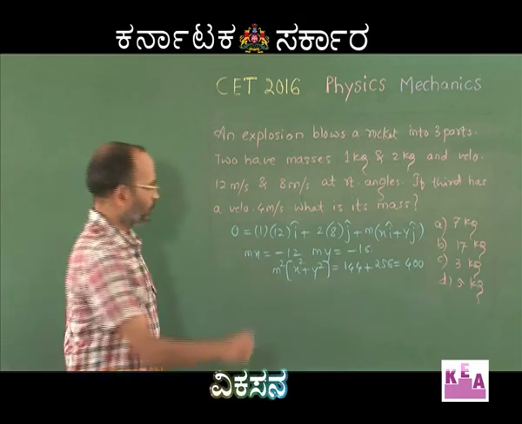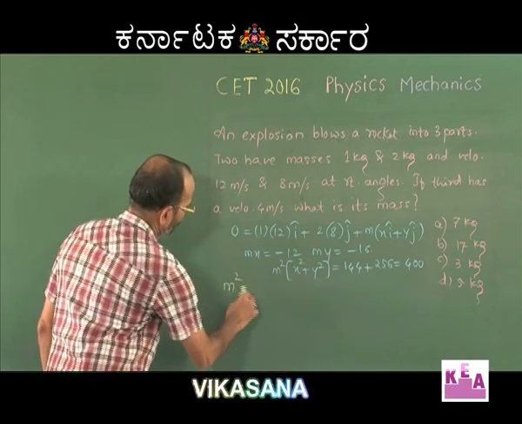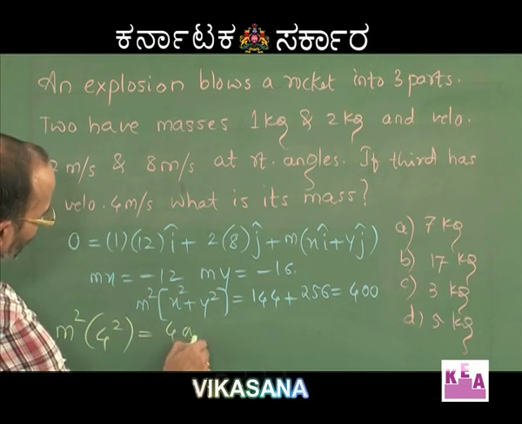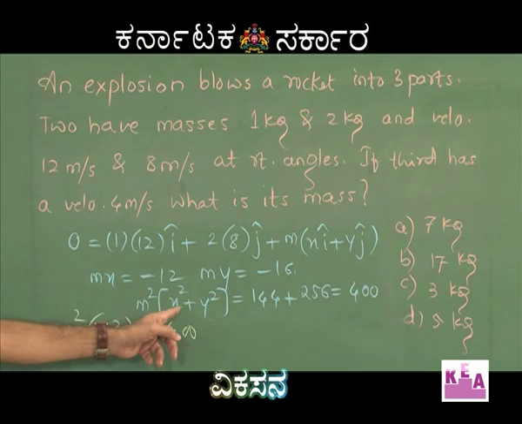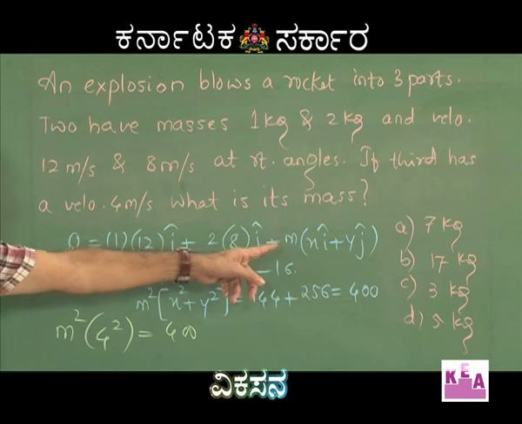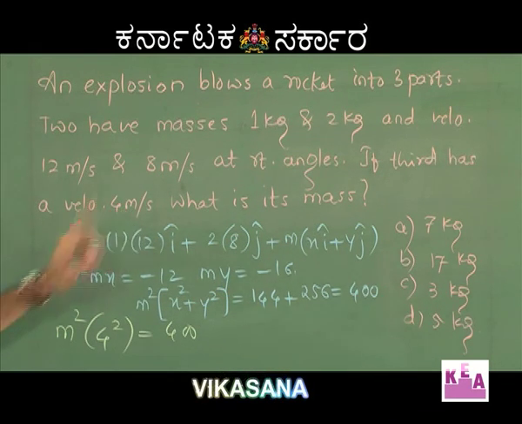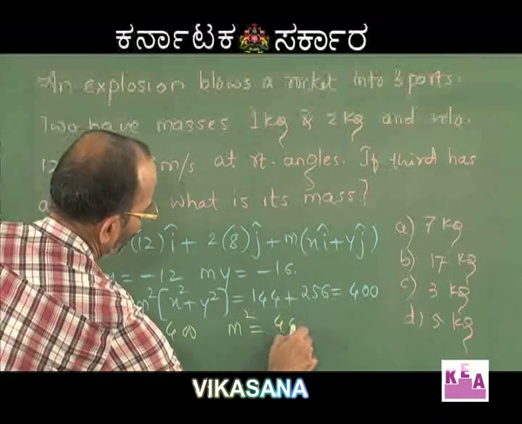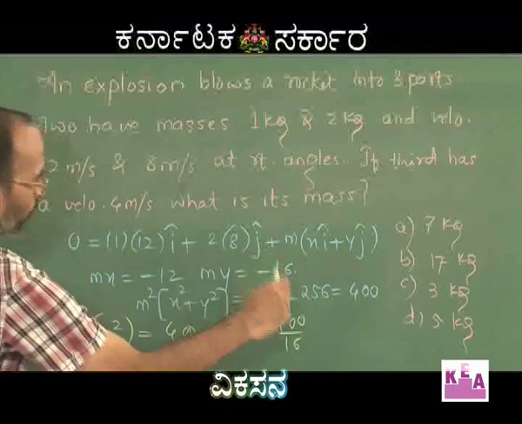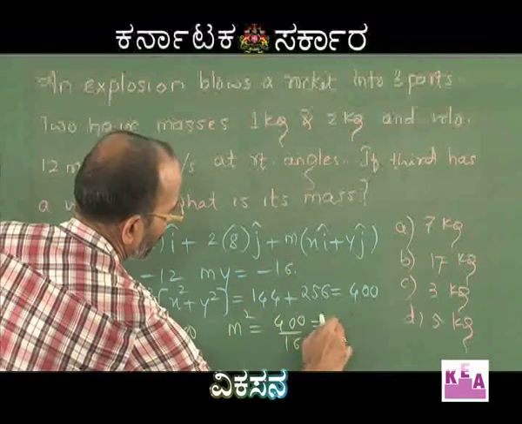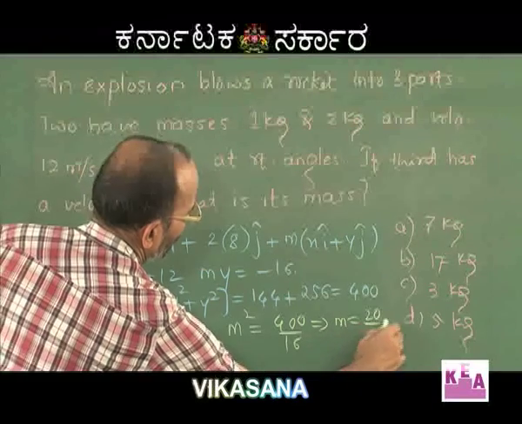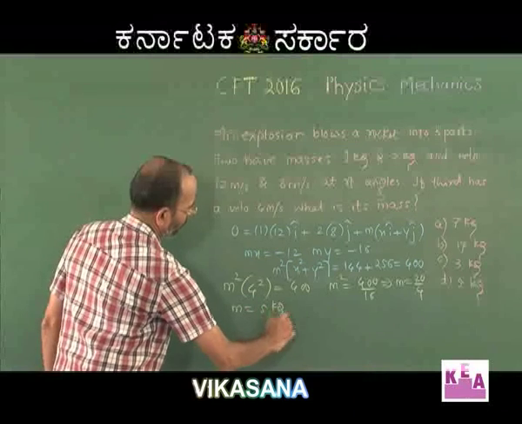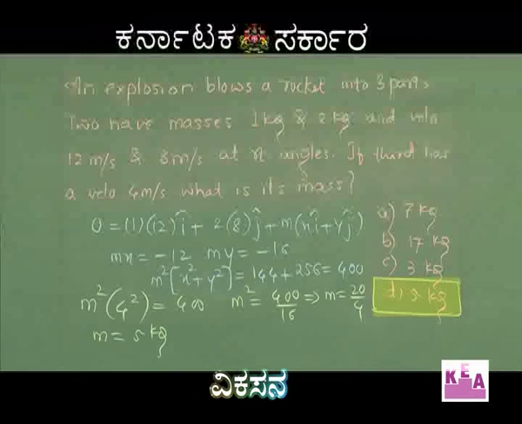So that makes it m square into 4 square is equal to 400, because the square of the components of these two should give you the square of the velocity of the third particle. This makes m square equal to 400 divided by 16, which makes it m equal to 20 by 4. So, m will be equal to 5 kg, and that makes the answer as D.